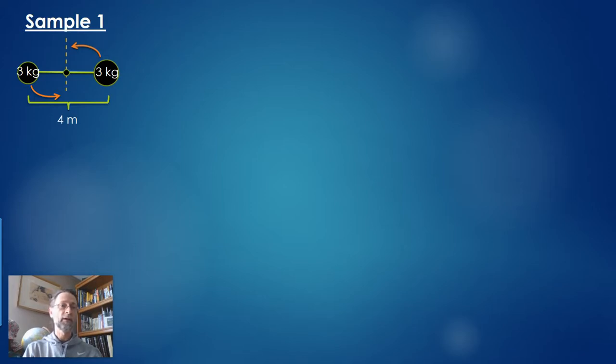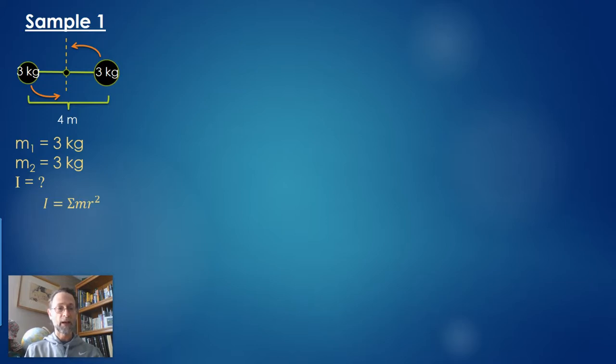So, sample problem. Here I have two masses. They're both 3 kilograms. They're hanging on a massless rod, and they're rotating around this point where the yellow line is. That's our axis of rotation. And if the whole thing is 4 meters, I'm going to say each one of those distances is 2 meters. So I have 3 and 3, and I'm looking for the moment of inertia of that system.